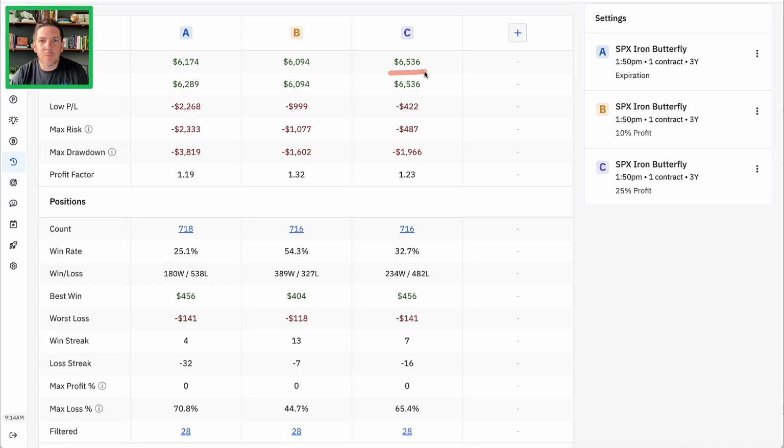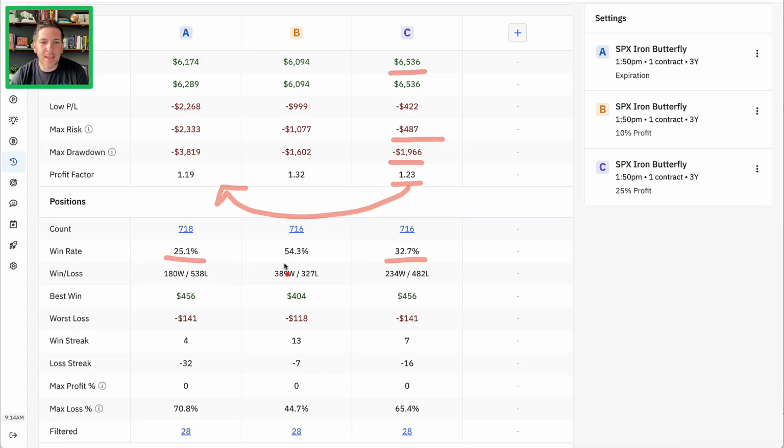Top line P&L was better. Okay, that's great. Max risk, the max amount of capital that you risked at any point, was again cut in half. Your max drawdown was actually a little bit higher than B. So you did have a drawdown at some point that was a little bit higher than if you did 10% profits. Still had a pretty good profit factor, still improved on the baseline, which was good. Your win rate, though, dropped back down. You can see it kind of landed essentially in between these two.